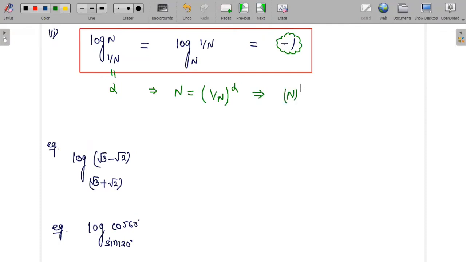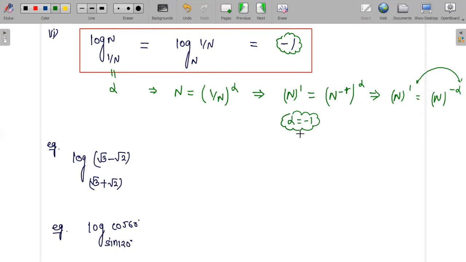So we have n to the power 1 on the left hand side, and it is equal to n to the power minus 1 to the whole power alpha. So there we go. We have n to the power 1 equal to n to the power negative alpha. So again, the base is equal. You may establish a relation in its index. You'll end up getting the value of alpha as negative 1. Now let's solve a couple of questions based on this identity.